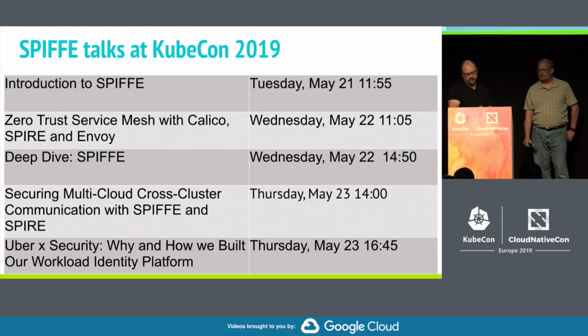Then we have secure multi-cloud with cross clusters, and that's being presented by Evan. Just you, right? Yep, just Evan. And then to wrap it up, we have a talk with Uber Security and how to build their workload identity platform. And that's going to be Tyler Julian and Dan Fellman. So there's a lot of stuff that we're presenting.